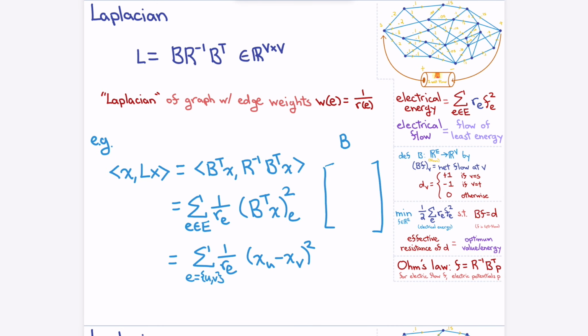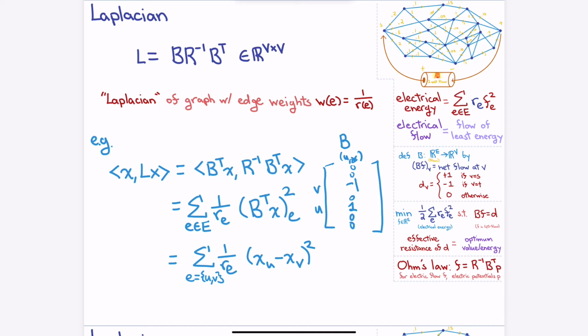Okay. So B, remember, was trying to map flows to the net flow going out of a vertex. So if I'm looking at an edge UV and how much flow it sends out of V, if I put 1 unit of flow along UV, it'll be -1. And if I look at U, if I send 1 unit of flow along UV, it'll send 1 unit of flow out of U. So that'll be 1, and it'll be 0 everywhere else.